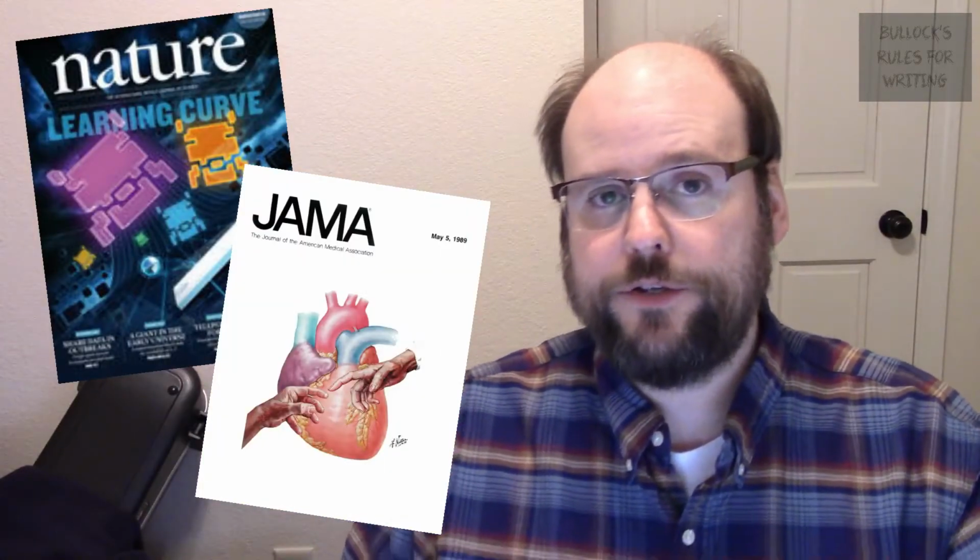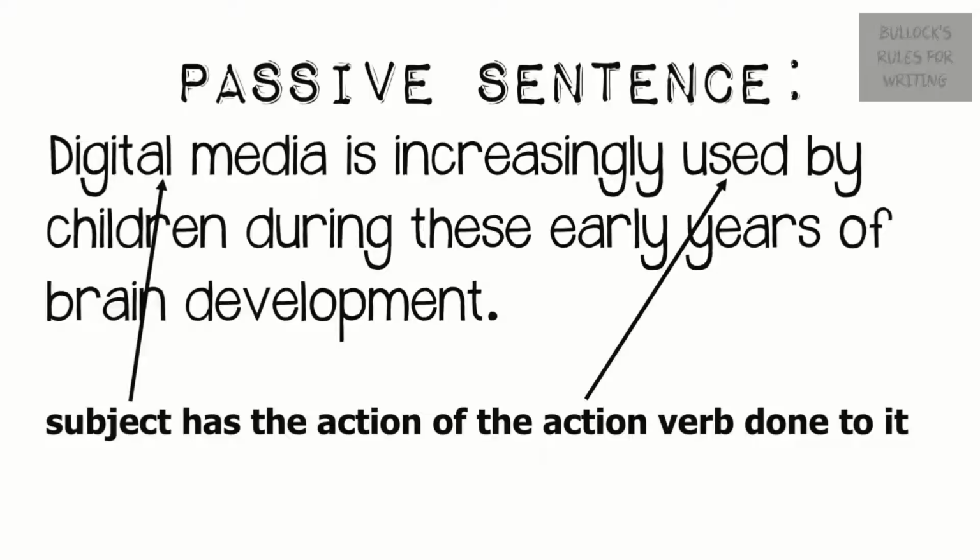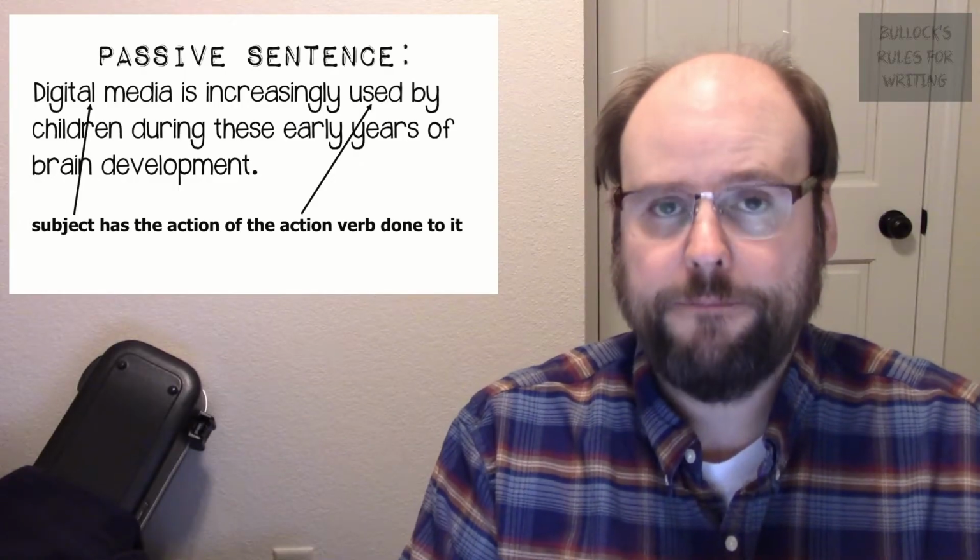There are some academic disciplines, and you see this a lot in the sciences, people who publish papers in journals like Nature or the Journal of the American Medical Association or any of those other things that you as a normal person will never actually read. Academic voice is often passive voice, and I'll give you a specific example. Here's a sentence from a study about digital media that I ask students in my AP class to read. This is a sentence. Digital media is increasingly used by children during these early years of brain development.